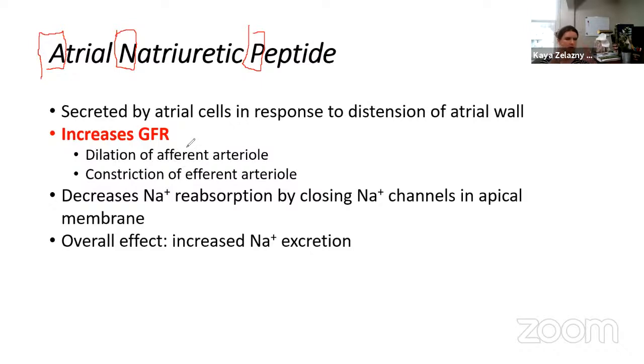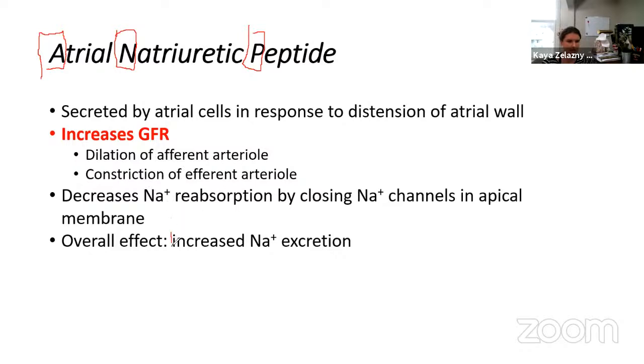So when we dilate something, we decrease resistance, which means we're increasing flow. So more blood is getting there. We're going to constrict the efferent arteriole. So we're basically backing that blood up, backing that plasma up in the glomerulus, which creates more time and more pressure for filtration, for movement of the fluid out of the plasma and into the nephron. Okay, so what I'm going to circle, that's our conceptual background for what ANP is and what it's doing.